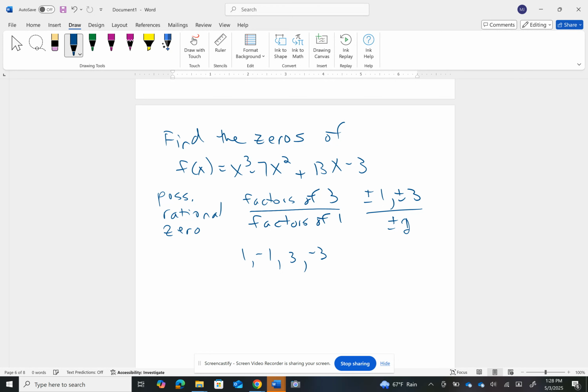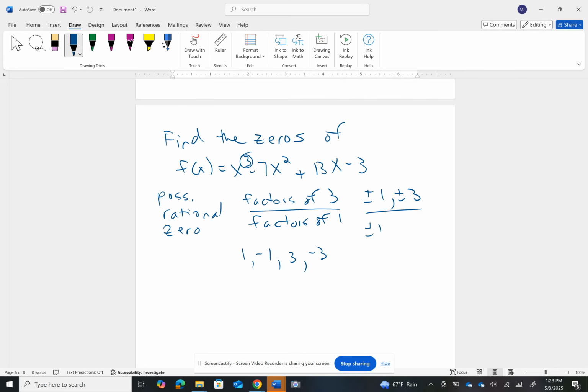Now, if this had been a 2 down here, then we would have had, you know, positive or negative 1, positive or negative 2. We would have had more. We would have had a 1 and a 1/2, a 3 and a 3/2. But we didn't have that. We just had positive or negative 1. So these are the possible nice ones.